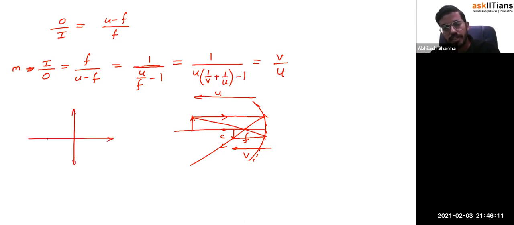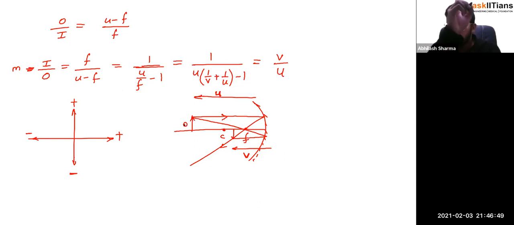How do you see the coordinate axis? You see this is the positive y-axis, so anything that is measured up is positive. This is the negative y-axis, so anything that is measured down is negative. This is the positive x-axis, so anything measured to the right is positive. And this is the negative x-axis, so anything that is measured towards the left is again negative. So that simple sign convention we follow in mirrors also. The moment you see that u and v are being measured towards the left only, you immediately realize they are negative.